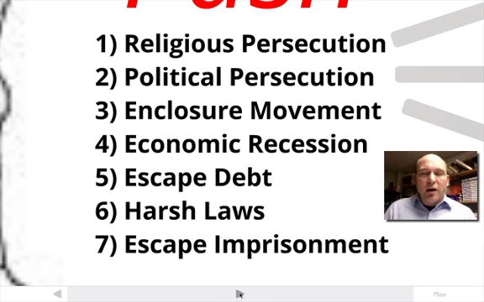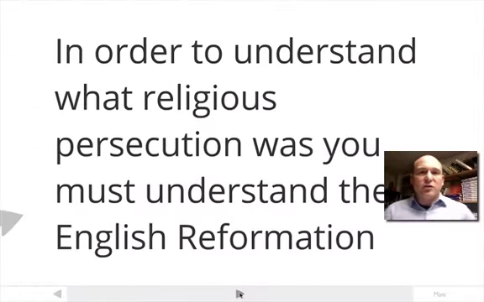Now, by far, one of the variables that we hear the most about when it comes to New England is religious persecution. The Pilgrims were coming to America to flee religious persecution, and that is in fact true to some degree. And to really understand what this means, you really need to understand the English Reformation.